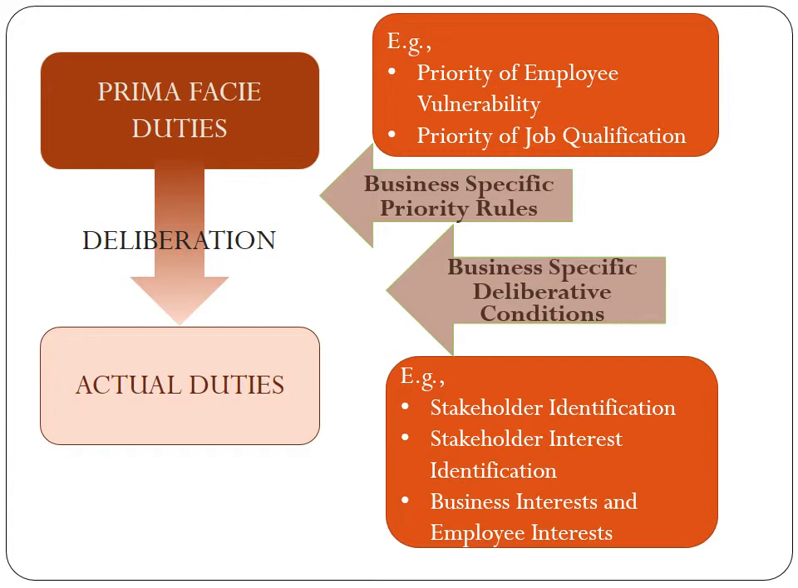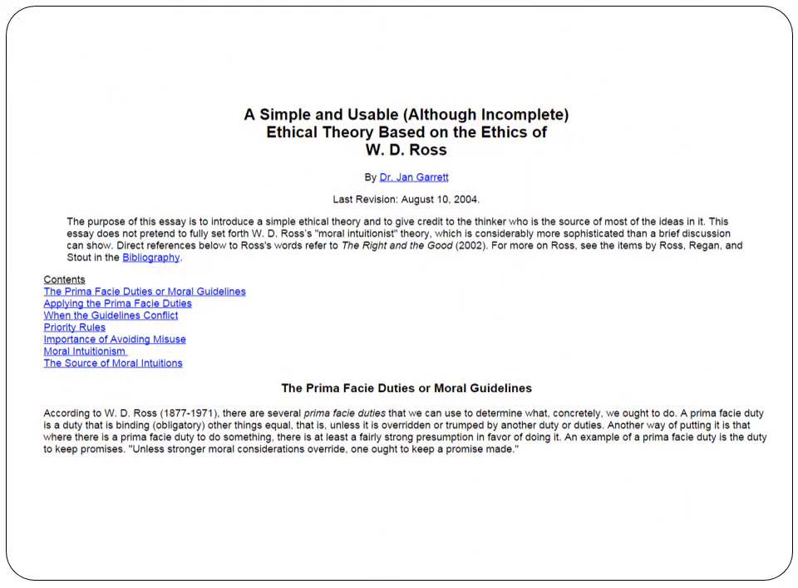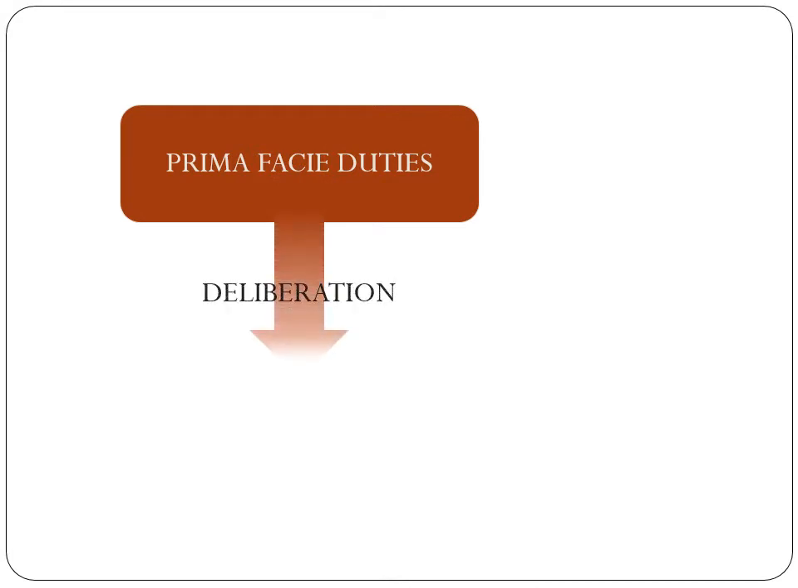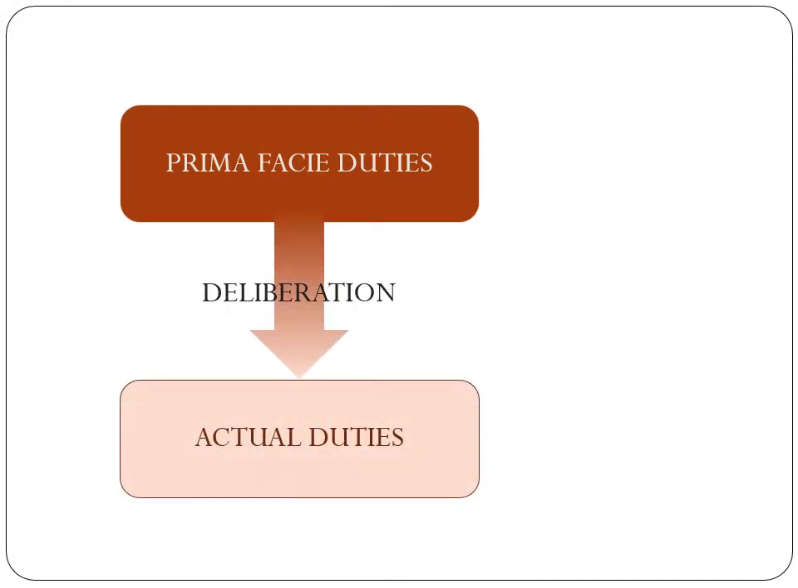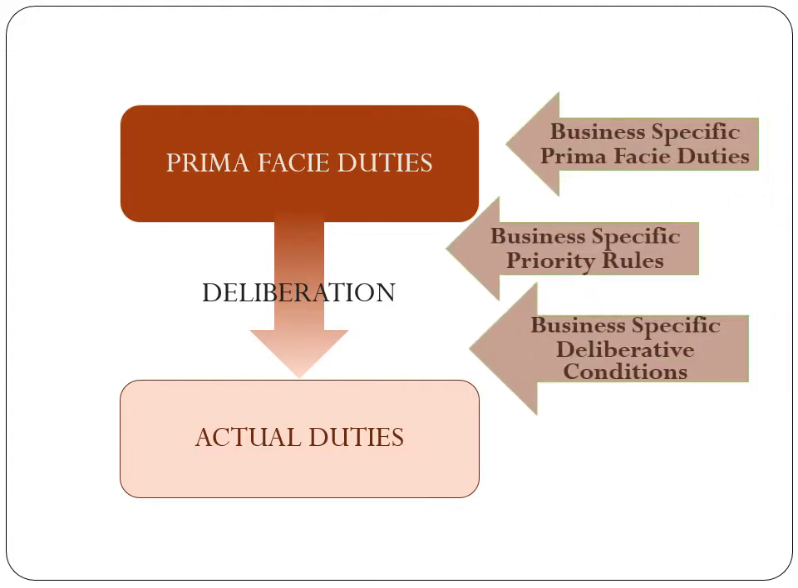So in the first couple of weeks of my business ethics class, I do the following. First, I introduce my students to Ross's basic moral theory. I usually do this by using the Garrett article I asked you to read. I then summarize and systematize Ross's theory into the Ross-Garrett model, complete with the baker's dozen, priority rules, and deliberative conditions. Finally, I introduce the concepts of business-specific prima facie duties, business-specific priority rules, and business-specific deliberative conditions, together with the first one or two entries into each of these lists.